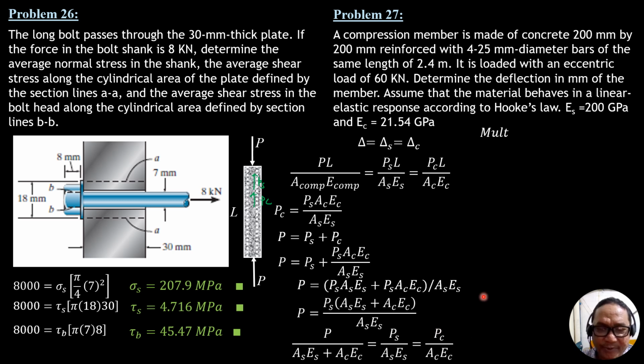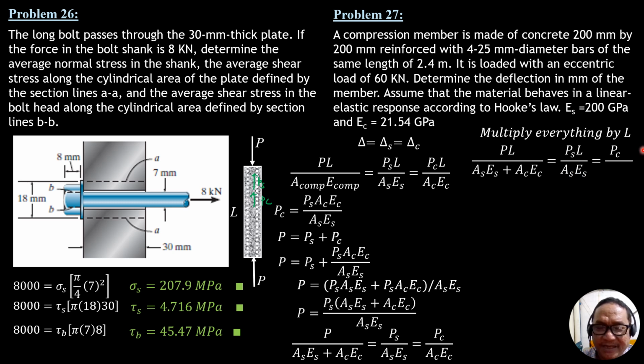And P sub S over area S, E sub S is also P sub C over area sub C, E sub C, from these last two equations here. So we multiply everything by L, and that becomes PL over area S, E sub S plus area C, E sub C, equals P sub S L over area S, E sub S, equals P sub C L over area sub C, E sub C. So take note that this is delta S, this is delta C, and that is delta. So this is the formula for delta, which is equal to delta S, which is equal to delta C.